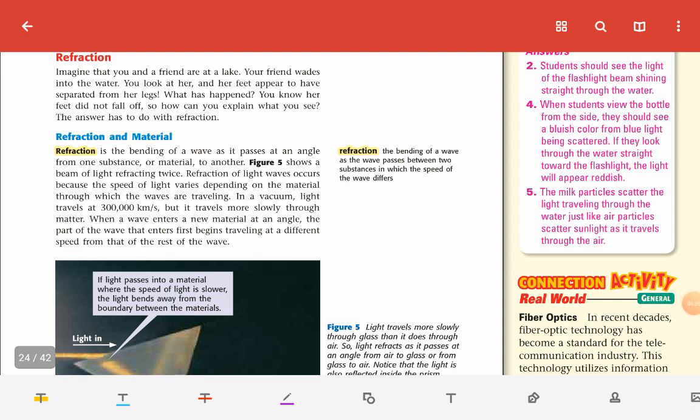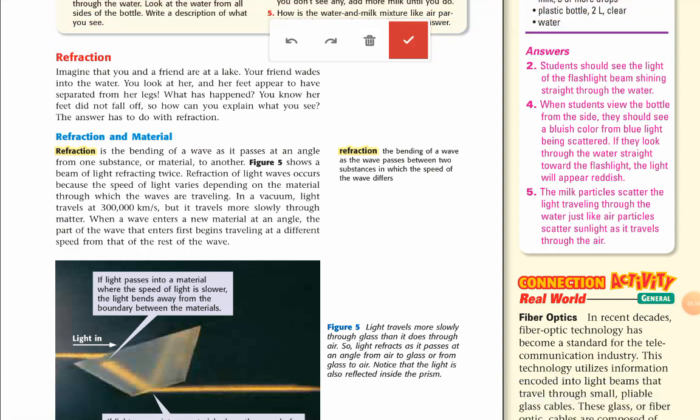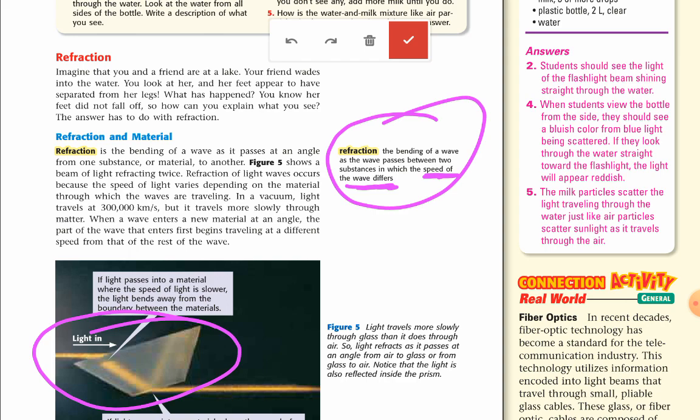So guys, number 3 is refraction. Refraction by definition is the bending of a wave as the wave passes between two substances or two surfaces in which the speed of the wave differs. How? For example, if I have a prism like here in figure 5, if light passes into a material or a prism where the speed of light is slower, the light bends away from the boundary between the materials. In more detail, with me guys.